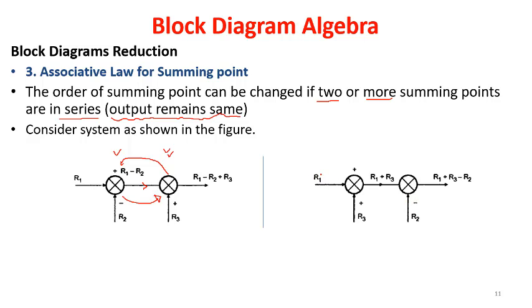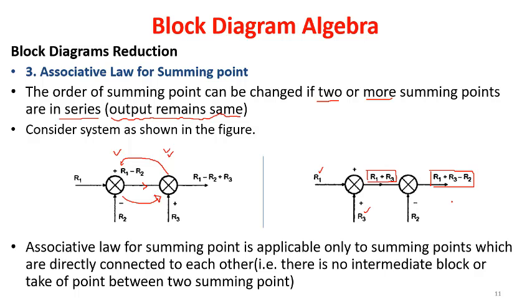Let's see. The input here is R1 as usual. Here the addition of input will be R3. So the signal coming out after summation is R1 plus R3, and it will be summed with a negative signal, minus R2. Then the output will be R1 plus R3 minus R2, which is the same as this one. So there is no considerable output change. This is what we call the associative law.